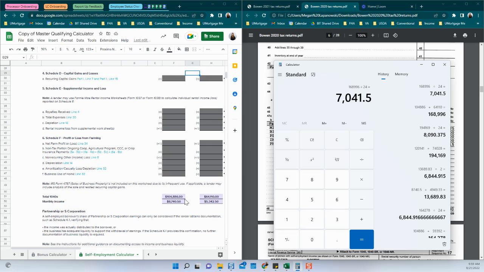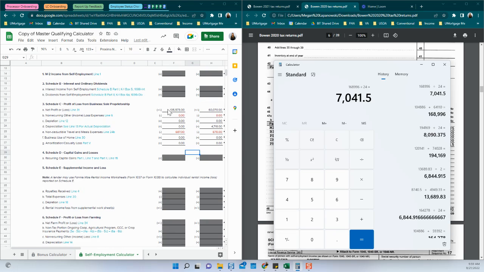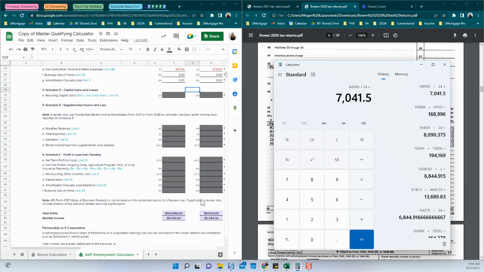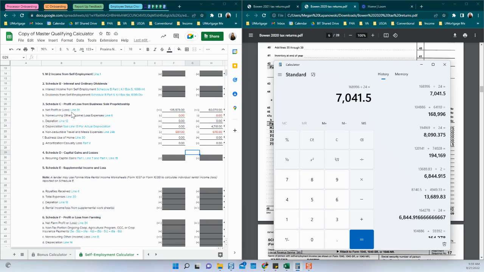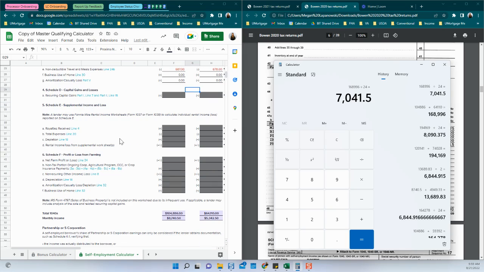If we would have used the wrong first lines, if we would have used the gross instead of the net, we're probably talking about a difference of probably around $2,000 a month in qualifying income. So it makes a big difference that we're using the correct line items. Luckily, these calculators are really helpful. It tells us what line we're looking at for each of them. So we are just following that down.